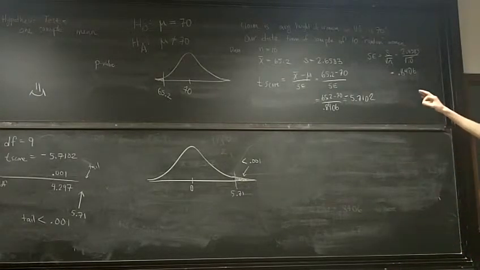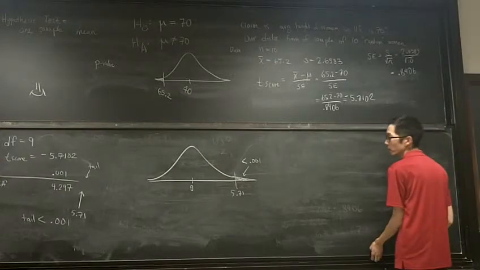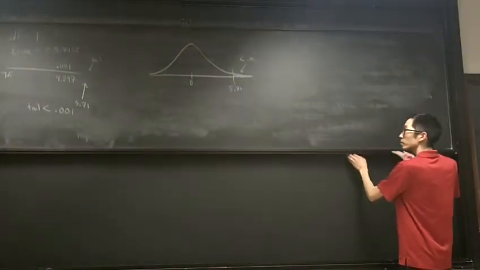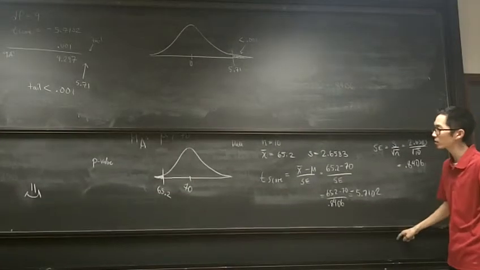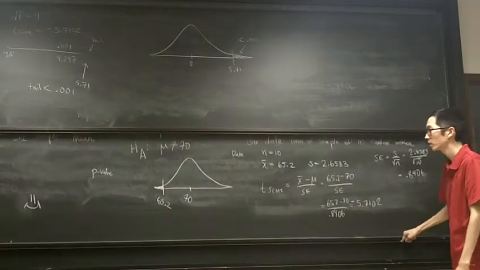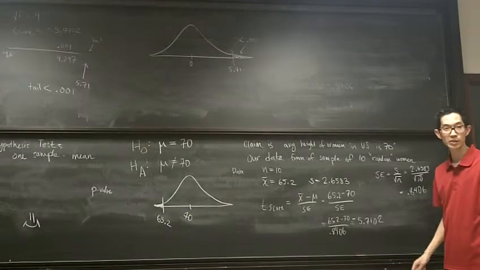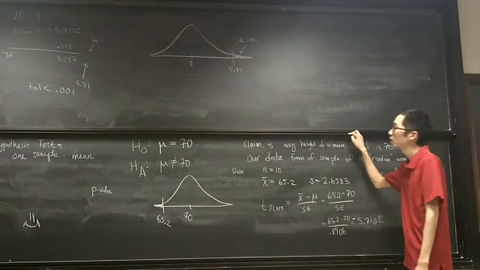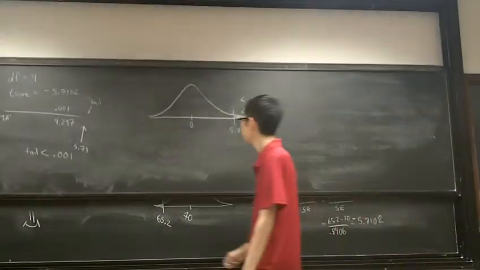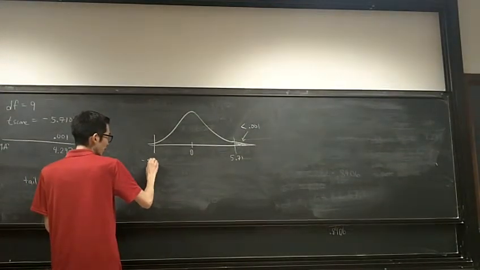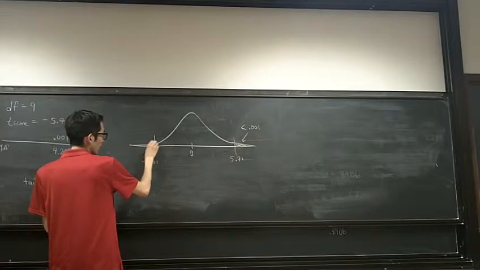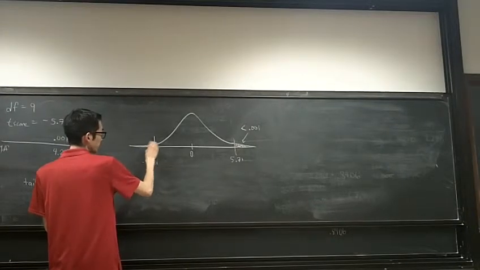My null hypothesis was that mu equals 70. And my alternative is that mu doesn't equal 70. So because of that, or actually, we're looking at negative 5.71. I have a two-sided test.